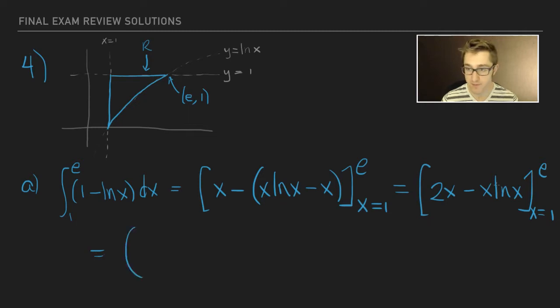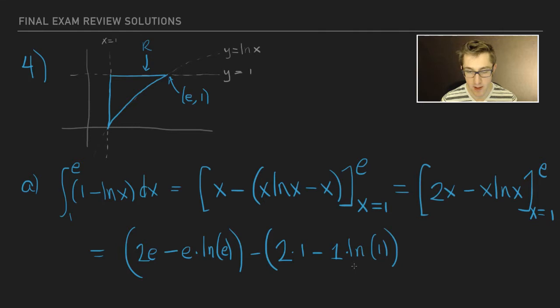And then plugging in, I plug in e and I get 2e minus e times the natural log of e, which is 1. Maybe I'll write the natural log of e here, just for completeness. And then minus, if I plug in 1, I get 2 times 1 minus 1 times the natural log of 1, which is 0. So this term is 0. This term is just equal to e. So here I have, in the first parentheses, 2e minus e, which is just e. And then here I have, in the second parentheses, 2 minus 0. So e minus 2 is the final response there.